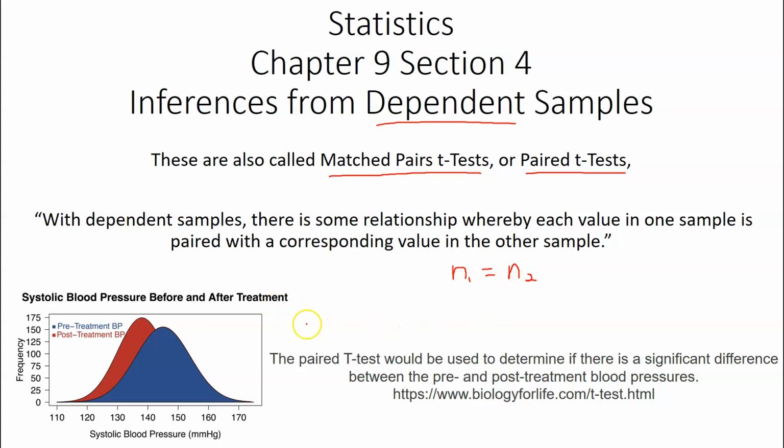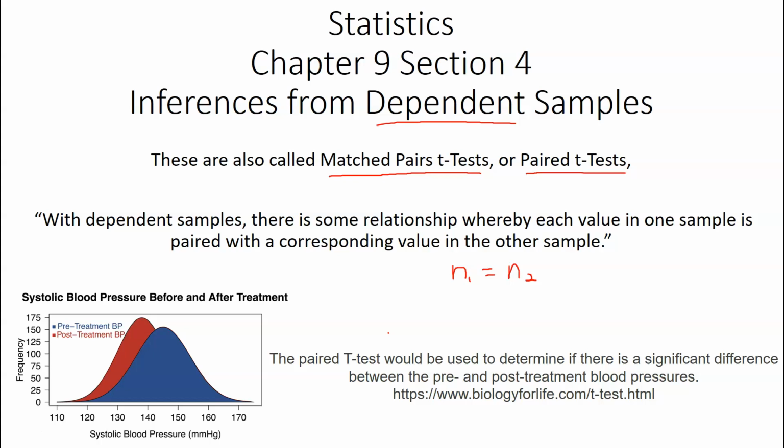Here's an example of what I mean by dependent. The paired t-test would be used to determine if there is a significant difference between pre and post treatment blood pressures. So you're taking a person, and that's what makes it dependent. It's the same thing. In this case, the thing is a person. You're taking the same person, you've got a measurement prior to treatment and afterwards, and you are comparing those.